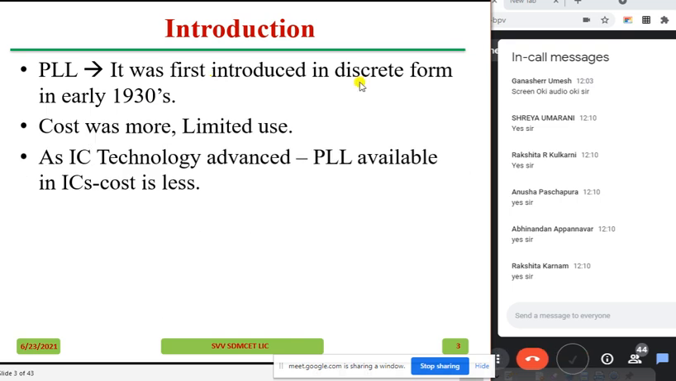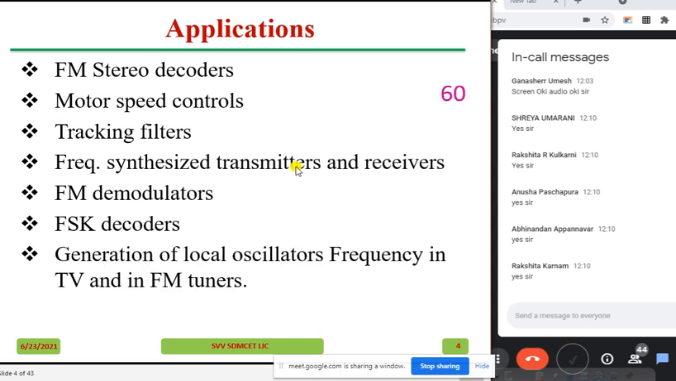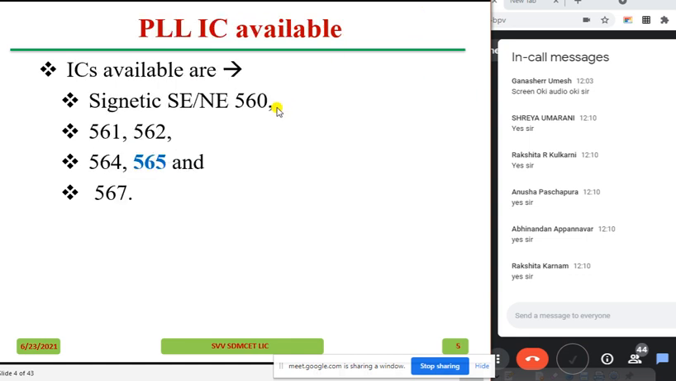It was first introduced in 1930. Cost was very high, limited use was there, but because of IC technology, now PLL is available in ICs, and because of that, whenever it is in an IC, cost will become very, very low. And these are applications we have: FM stereo decoder, motor speed controller, tracking filters, FM demodulator, FSK decoder, generation of local oscillator frequency in TV and FM tuners, frequency synthesizer, transmitter and receiver. Lot of applications are there for this PLL. If time permits, if it is there in the syllabus, 1 or 2 we will discuss. Then we will go to the next.